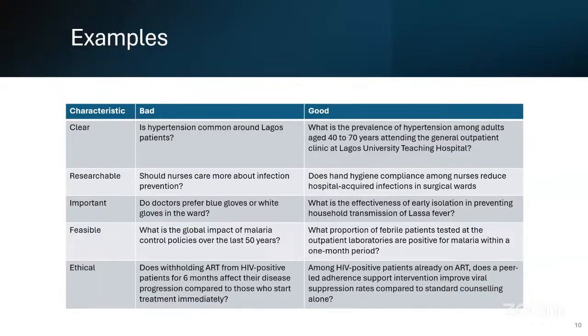And I've given a better alternative here. And that alternative is this. It says, what is the prevalence of hypertension among adults aged 40 to 70 years attending the general outpatient clinic at Lagos University Teaching Hospital?